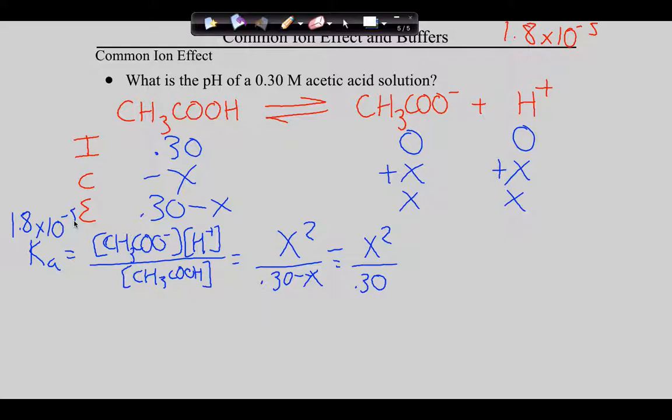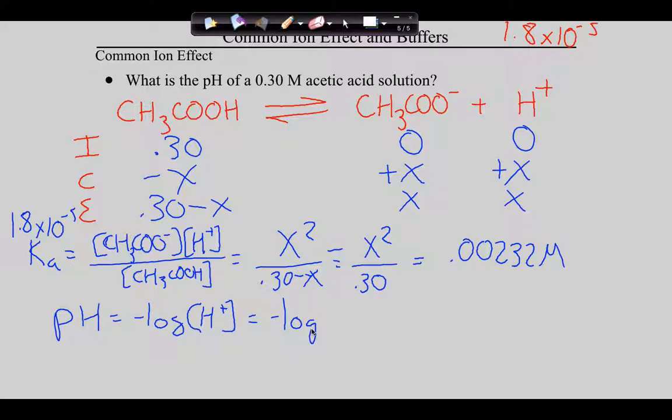requires I find my calculator. So 1.8 times 10 to the negative fifth, multiply that by 0.3, take the square root, and I get x to be 0.00232 molar. pH is the negative log of hydrogen ion, is the negative log of 0.00232 molar. And so we go negative log, and the pH of this solution is 2.63.